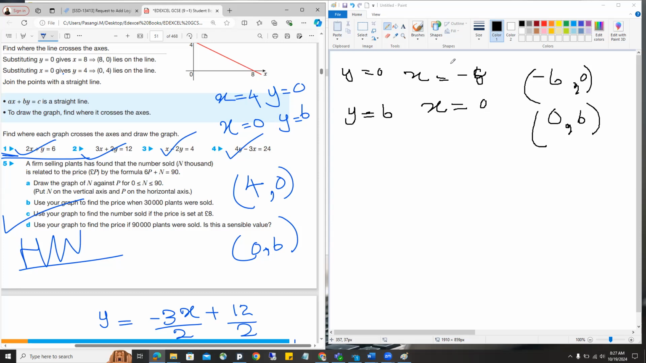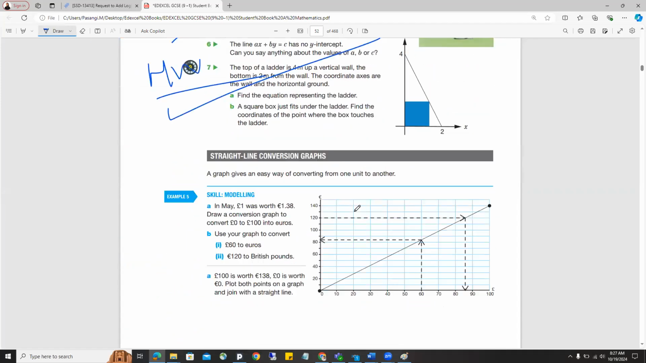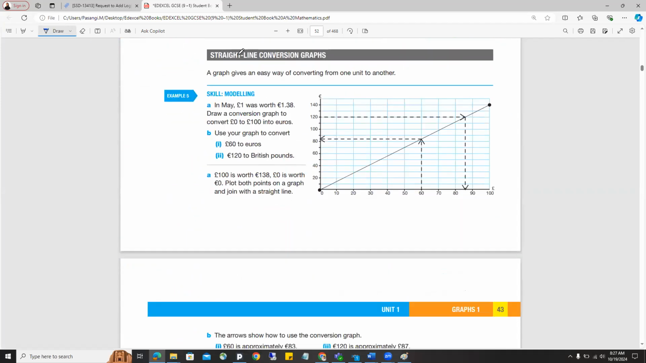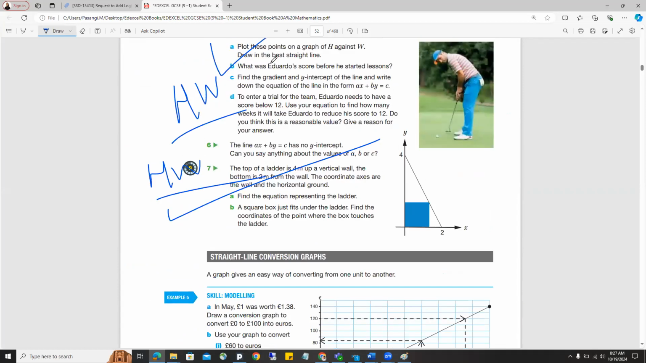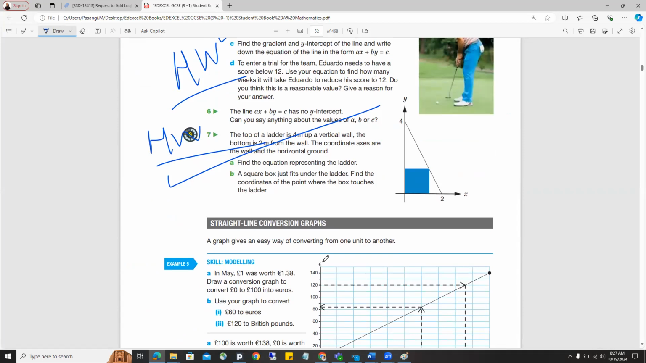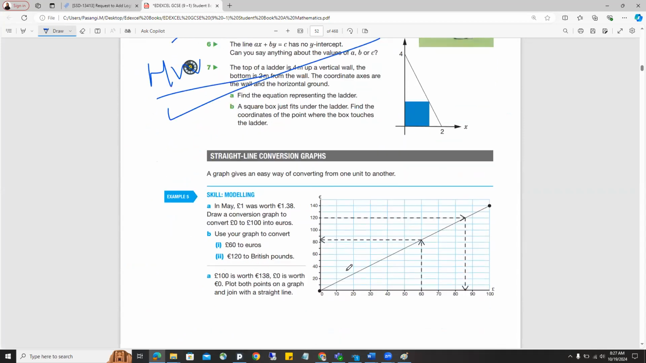Okay, miss. Last one also you did, right? Yes, miss. Okay. Then if I move to the next part, here we have the straight line. So you have to do all these exercises, okay? Now for the straight line conversion graphs, a graph gives an easy way of converting from one unit to another. So let's see what they have given us.